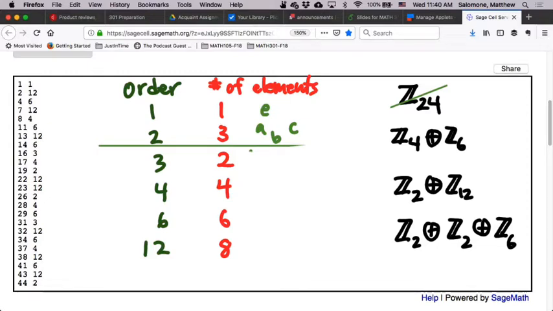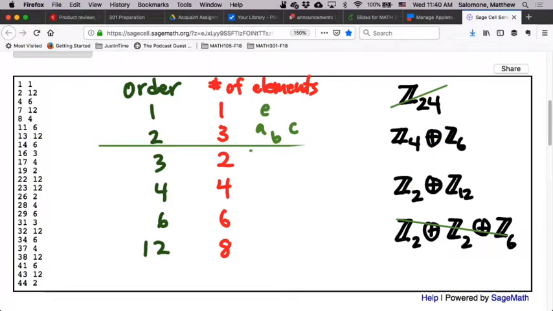Which other one of these possibilities can we rule out based on the data we have now? The last one, because it has no element of order 12, and there's clearly a bunch of elements of order 12 in U45. So now the choice is between these two.